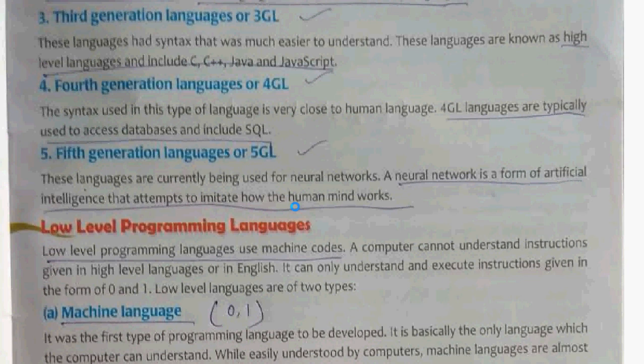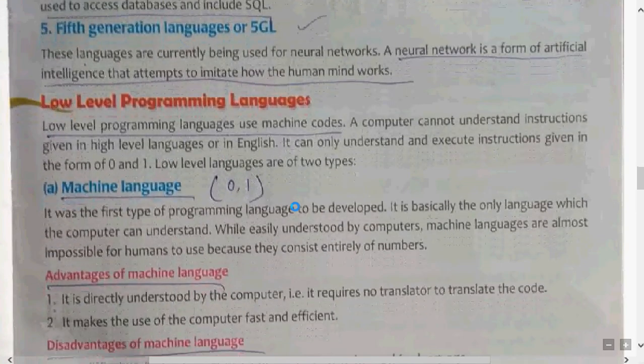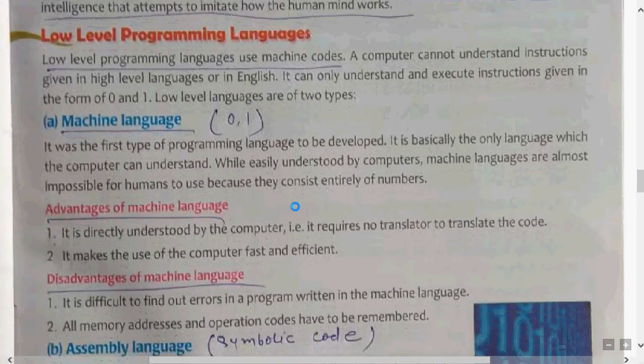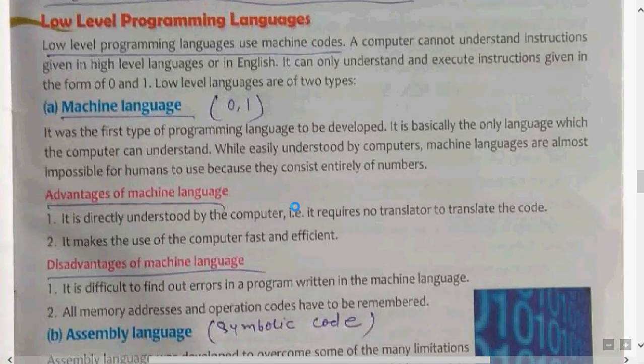Now we can define three types of programming language. The low level, in which there are two types: machine language and assembly language, and then the next one is the high level programming language. Low level programming language uses machine code. So first is the machine programming language. Machine language means 0s and 1s.